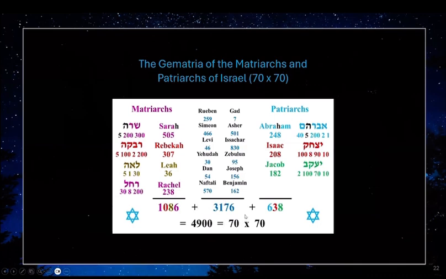So again, the number 70 applies to all of Israel. It includes all of Israel and all of the nations. And the nations are represented initially by there were 70 nations. And so this totality is being emphasized here.